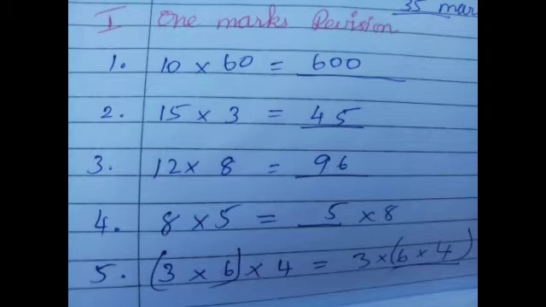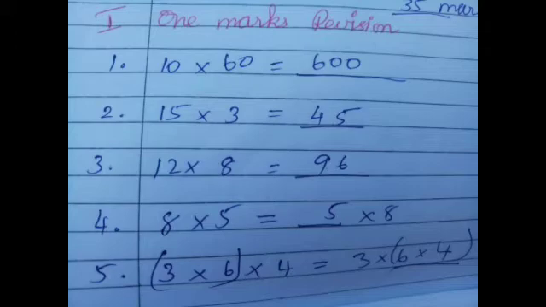Next, fourth one is 8 multiplied by 5 is equal to dash multiplied by 8. This is a property of multiplication. When we change the order, we are going to get the same answer. 8 5s are also equal to 5 8s. 8 5s are 40, 5 8s are 40. So you can write 5 multiplied by 8 in the fill in the blanks.